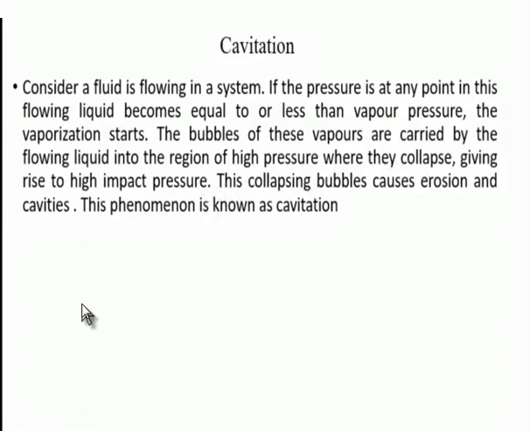So in one system the fluid is flowing, and the pressure of that fluid is less than or equal to the vapor pressure. At that time the liquid gets vaporized. These vapor bubbles are carried along with the flowing fluid and collapse when they reach the high-pressure region, giving rise to a high impact pressure. The pressure of the liquid increases due to the collapse of those vapor bubbles.